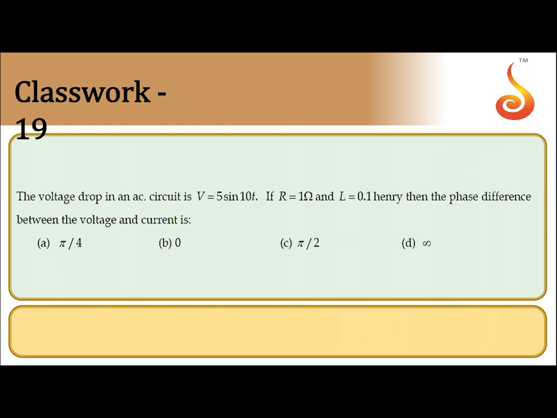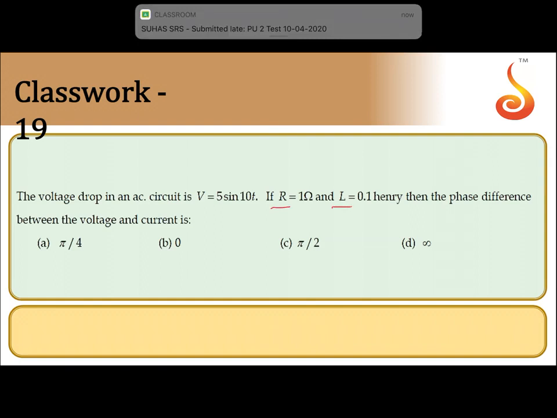The voltage drop in an AC circuit is V is equal to 5 sin 10t. If R is equal to 1 ohm and L is equal to 0.1 Henry, then the phase difference between voltage and current is. So, it is an LR circuit.